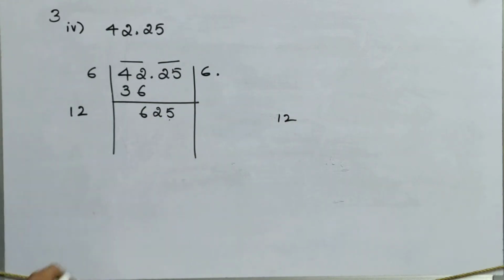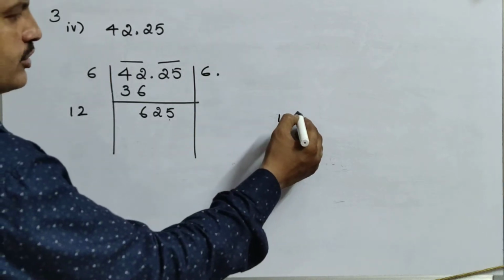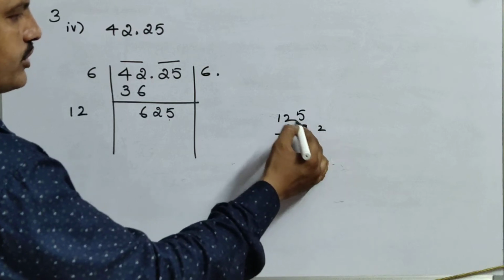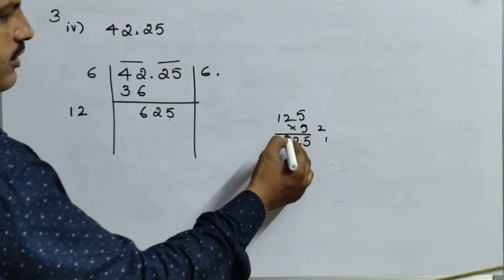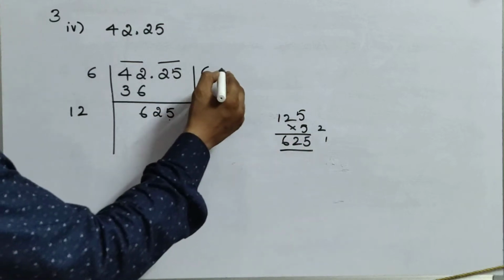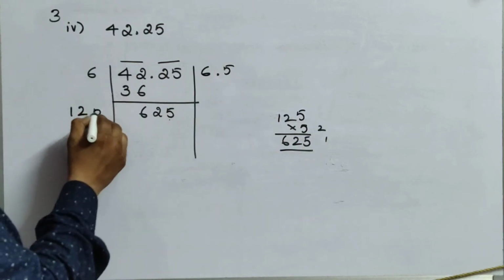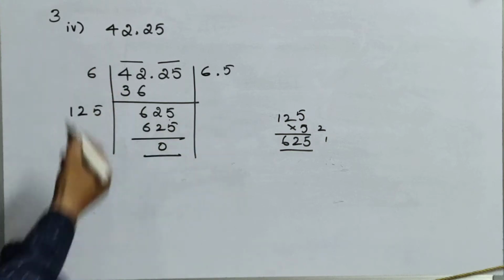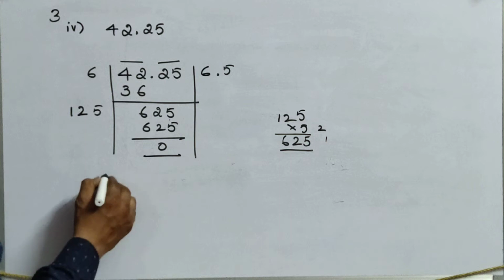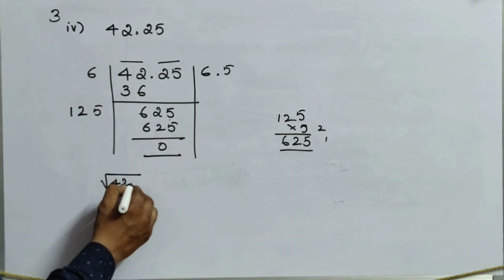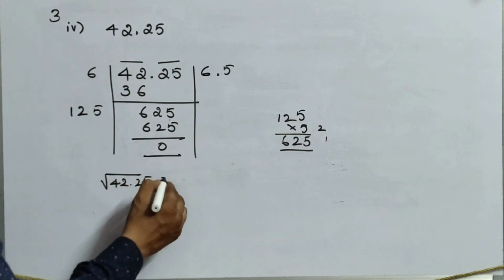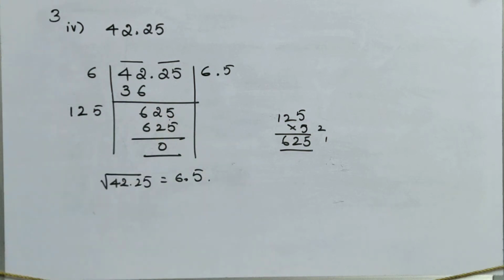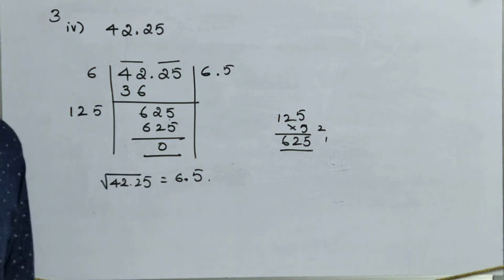So here 5 is there in units place. So what is the chance of writing in units place? 5 only. Okay. So 5 5s are 25. 5 2s are 10 plus 2, 12. 5 1s are 5, plus 1, 6. That means here 1 5, here another 5. So 625. Remainder 0. Therefore square root of 42.25 equals 6.5. Okay, so in this way we can do the decimal square roots.